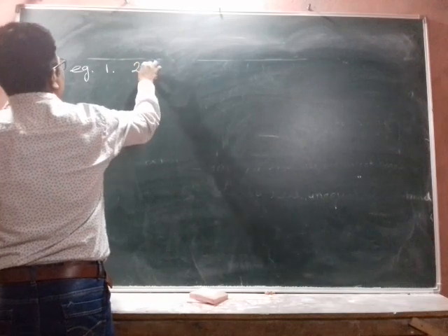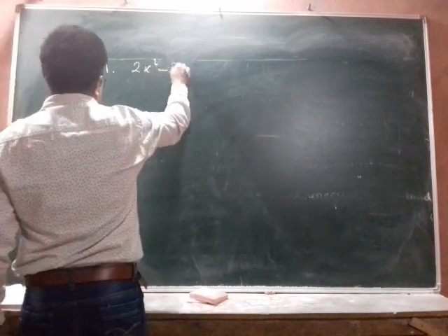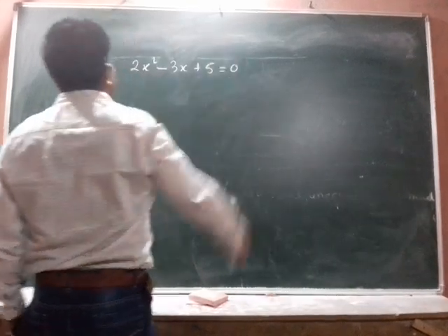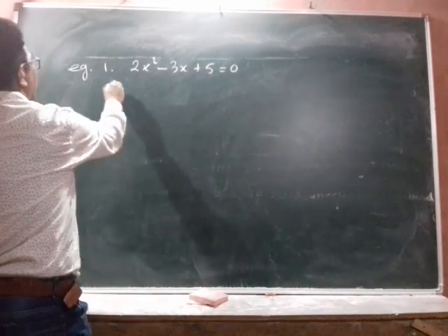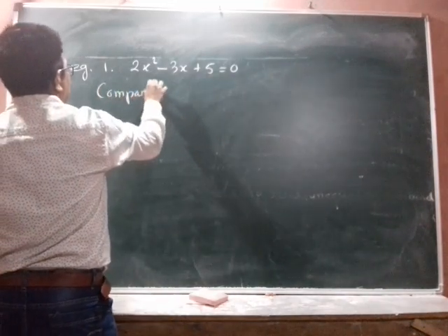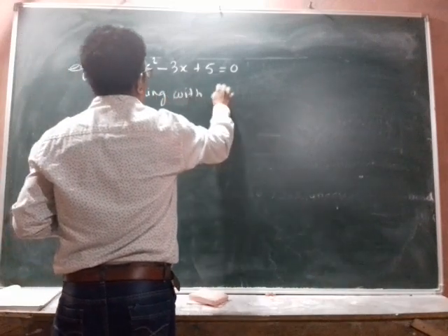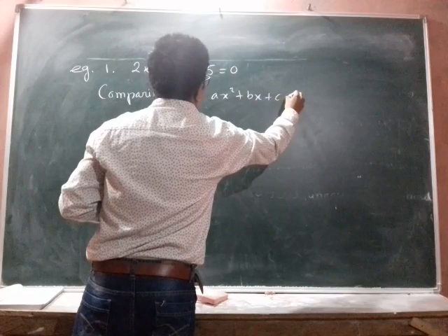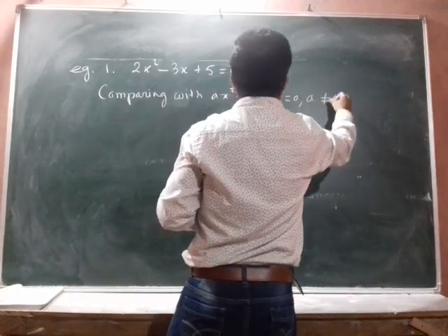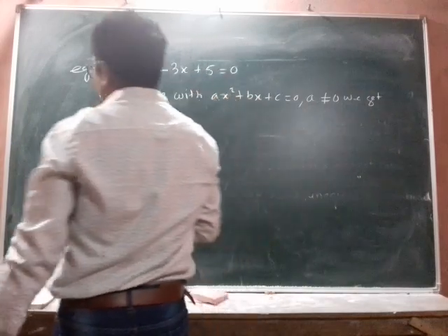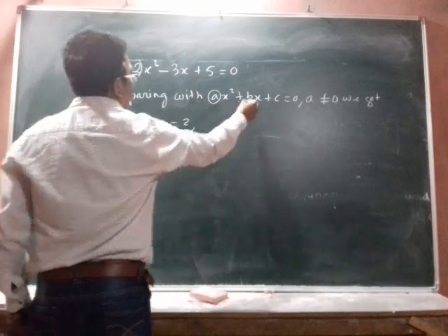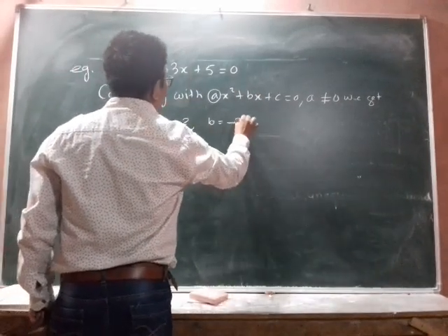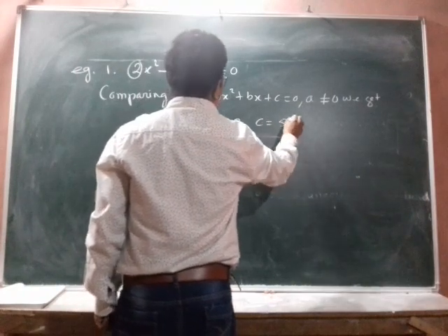Let us discuss with examples. The first example is 2x square minus 3x plus 5 equal to 0. Comparing with ax square plus bx plus c equal to 0, where a is not equal to 0, we get a equal to 2, b equal to minus 3, and c equal to 5.